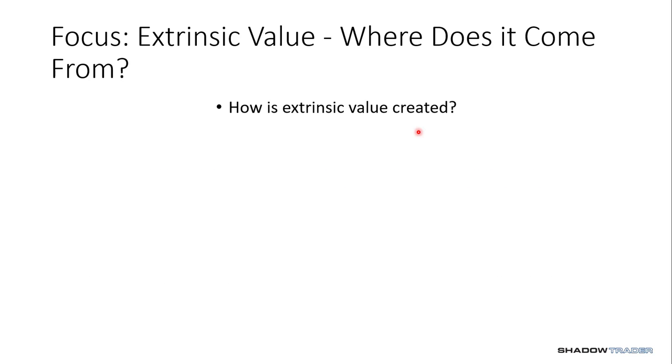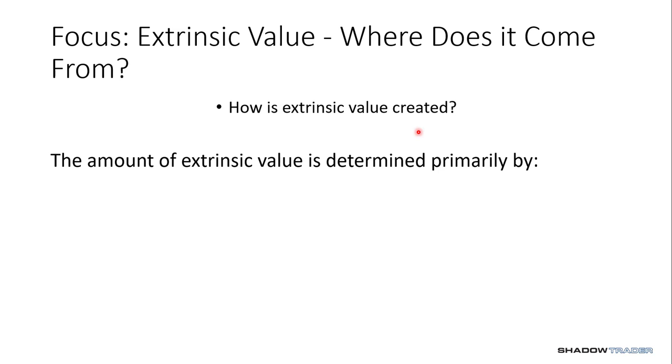So let's focus on this extrinsic value. Where does it come from? How is it created? The amount of extrinsic value is determined by supply and demand. If somebody wants to buy more of a certain option, then there's going to be more demand. As supply is unlimited here on options, more demand is going to demand or deem that the price is going to go up to buy.